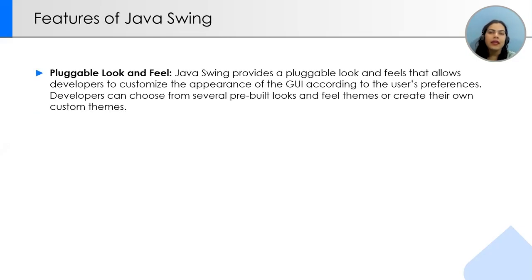effectively. The next feature of Java Swing is pluggable look and feel. Java Swing provides a pluggable look and feel that allows developers to customize the appearance of the GUI that has been created according to the preference of the user. Also, developers can choose from several pre-built look and feel themes or create their own customized themes.